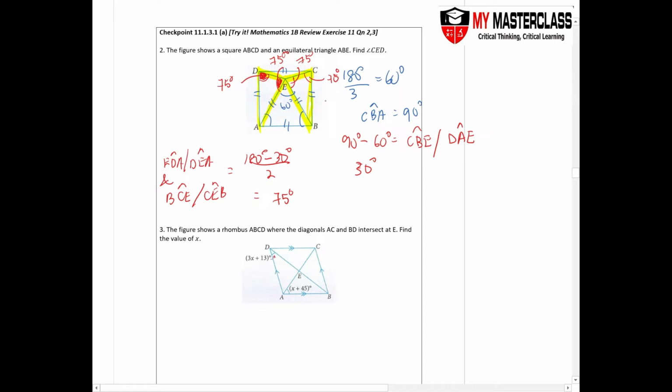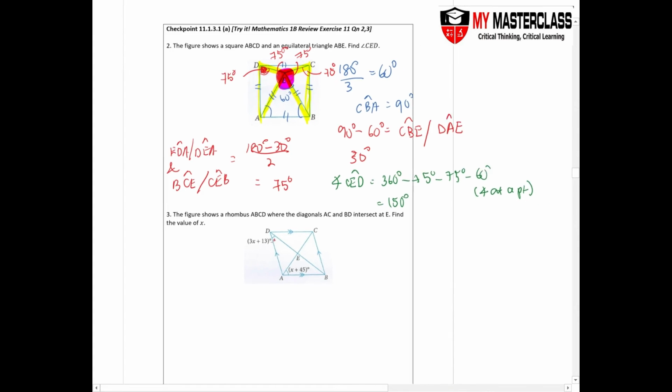Now the question is asking you to find CED. So do you realize something? That this is actually a circle. Correct? So if you are looking for CED, I will take 360 degrees minus 75, minus 75 and minus 60. What's my reason? Angles at a point. So this will give you an eventual answer of 150 degrees.